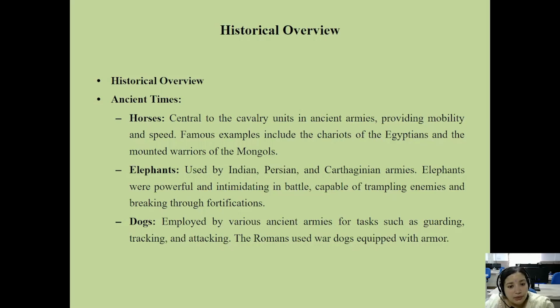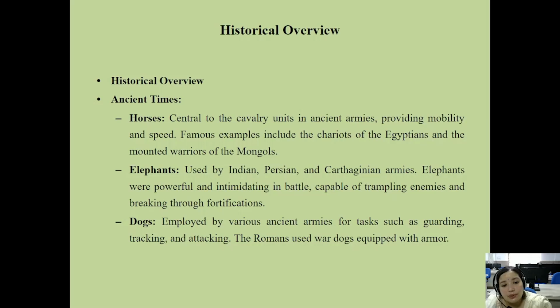Then elephants were used by Indian, Persian, and Carthaginian armies. Elephants were powerful, capable of trampling enemies and breaking through fortifications. They were very powerful by nature, very intimidating in battles, and capable of trampling enemies. That is the use of elephants during warfare, and breaking through fortifications is a quality of elephants.